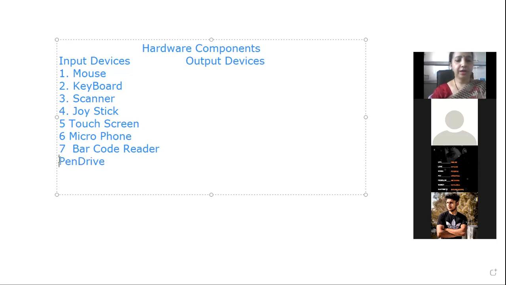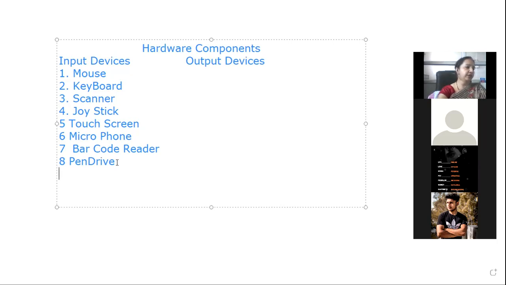Okay, let me know, will you be able to explain this? Otherwise, in your exam it will come like this: write any 2 input devices, write any 2 output devices. It will be easy. You need not explain it. Okay? So these are your input devices, some input devices.